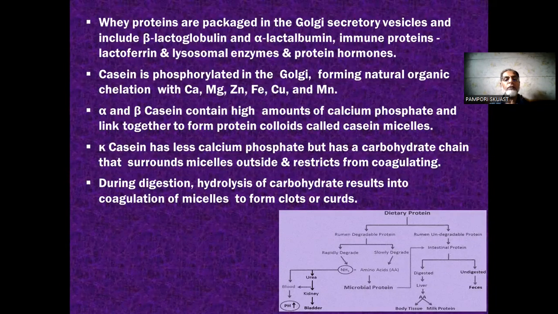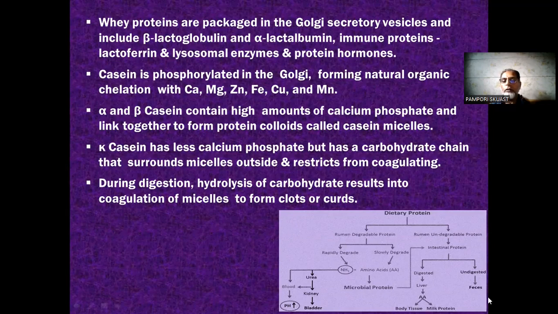But if this carbohydrate chain is digested or hydrolyzed, then there is coagulation of these micelles, forming the clots or curds. In the case of curds or milk clots, the protein gets coagulated because the carbohydrate chain of kappa casein is hydrolyzed or digested, and then the casein micelles coalesce together and form clots or curds.